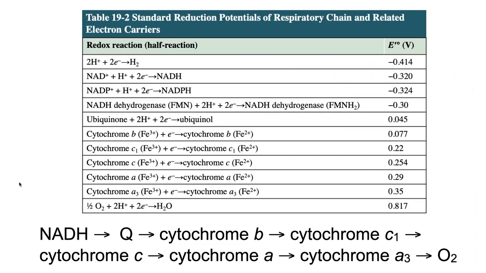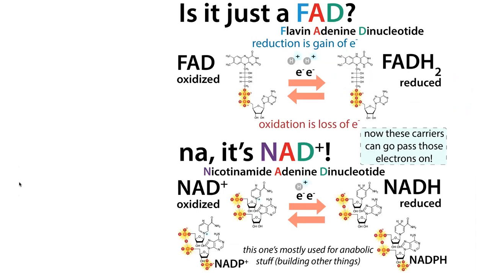We saw a couple of electron carriers when we talked about glycolysis and the citric acid cycle. These were FAD and NAD. We also discussed NADP plus, which is used primarily for anabolic things. But our FAD, flavin adenine dinucleotide, and our NAD, nicotinamide adenine dinucleotide, we saw that in glycolysis we reduced NAD plus to give us NADH. And then in our citric acid cycle, we reduced FAD to give us FADH2.